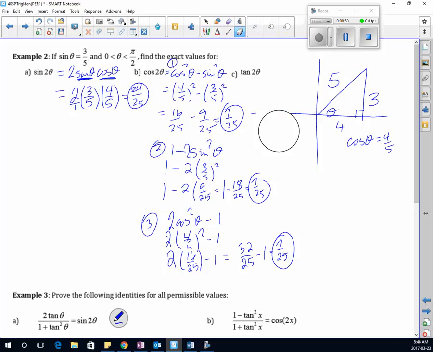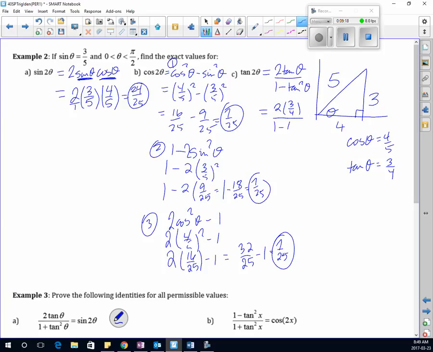So let's do tan of 2 theta. Yes? So that is 2 tan theta over 1 minus tan squared theta. So we need to figure out what tan theta is, right? So what's tan theta equal to? 3 over 4. Everybody agree? So this is going to be 2 times 3 over 4 over 1 minus 3 over 4, the whole thing squared. And I'll give you a minute to figure that out.